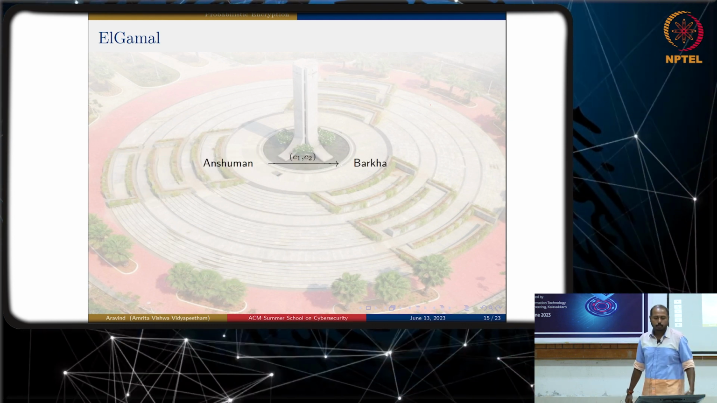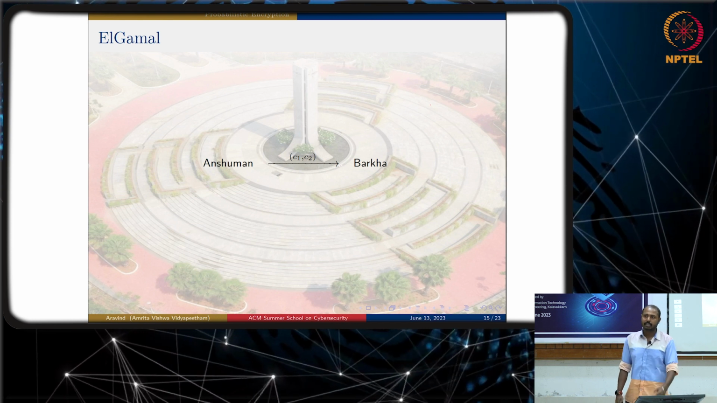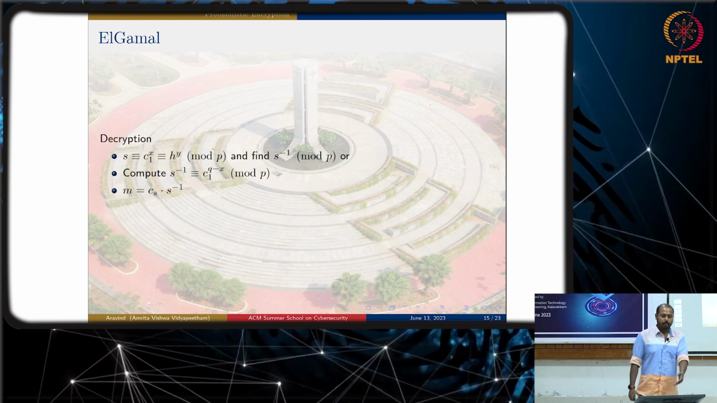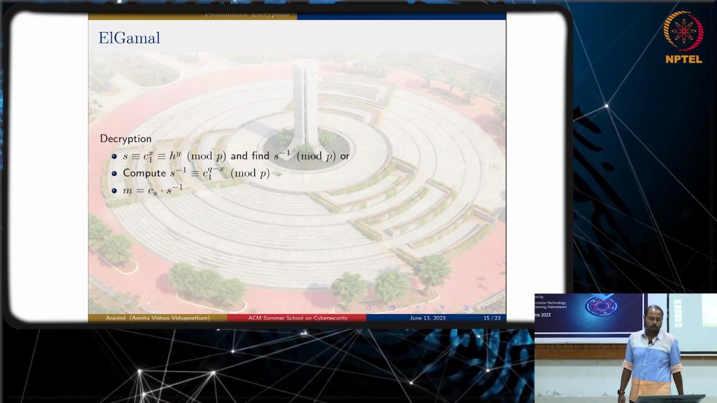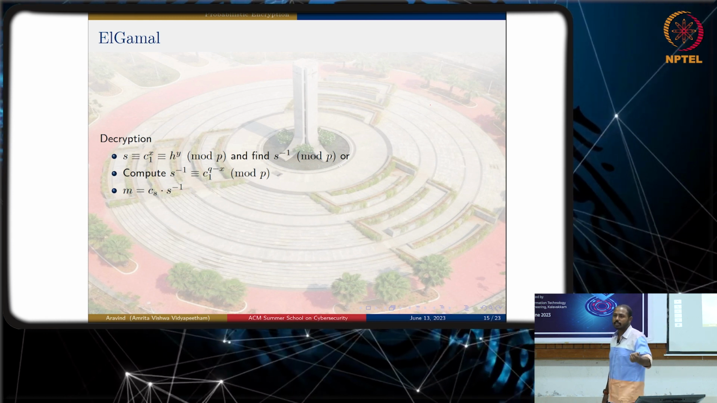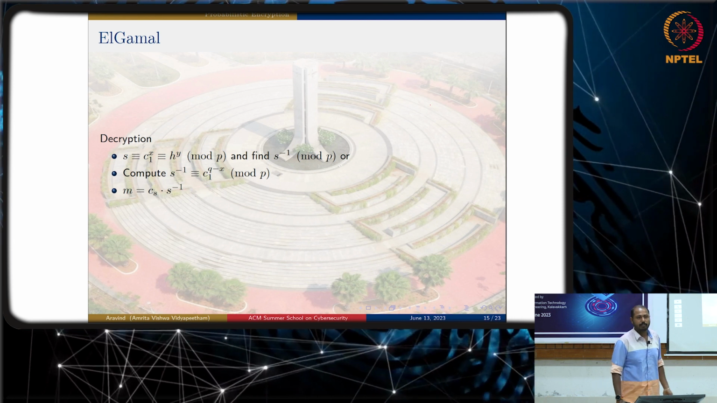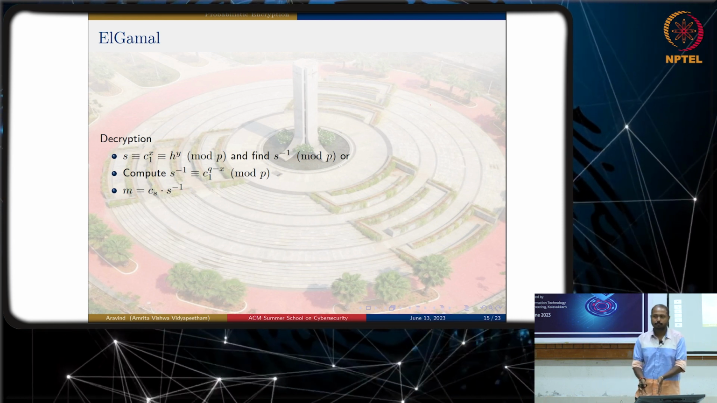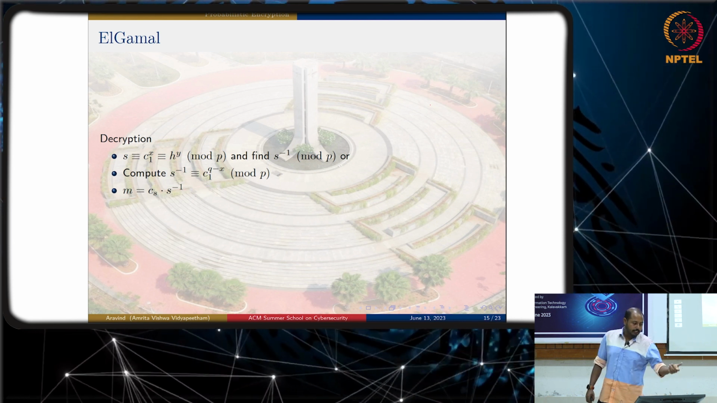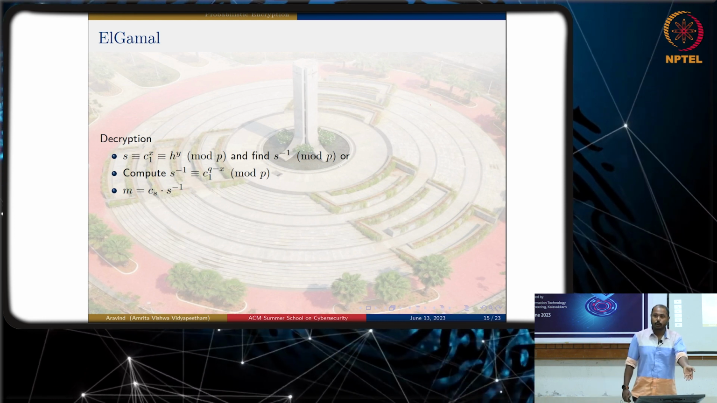So for the decryption, Anshuman is sending it to Barkha, and Barkha has the private key. Barkha will compute S equal to C1 power x. What is C1? C1 was g power y. So C1 power x is h power y, that is g power xy. So she has the value S.